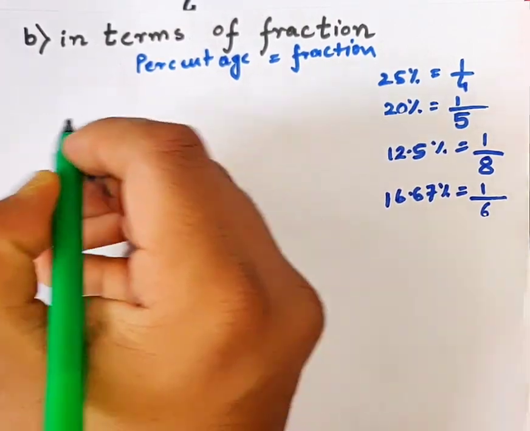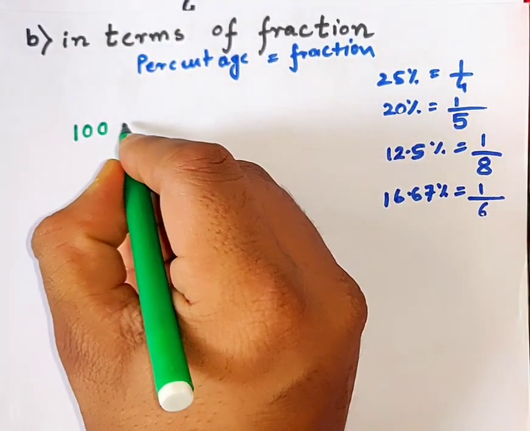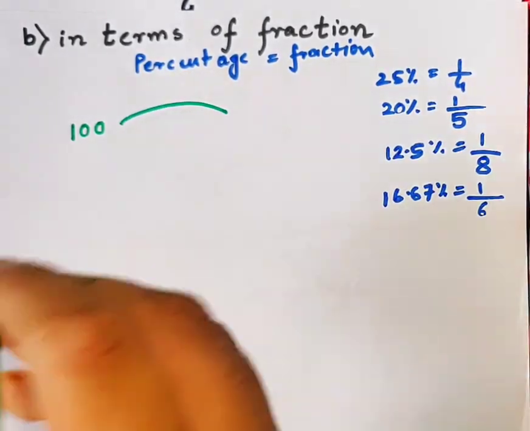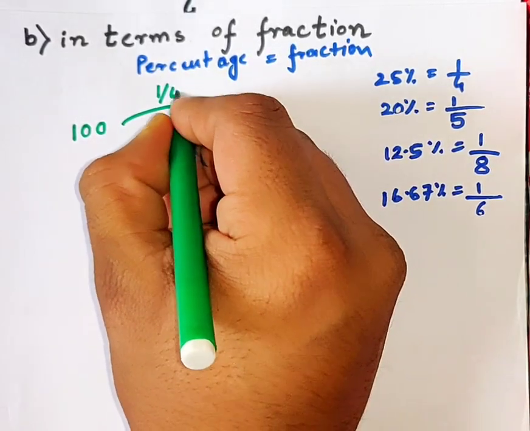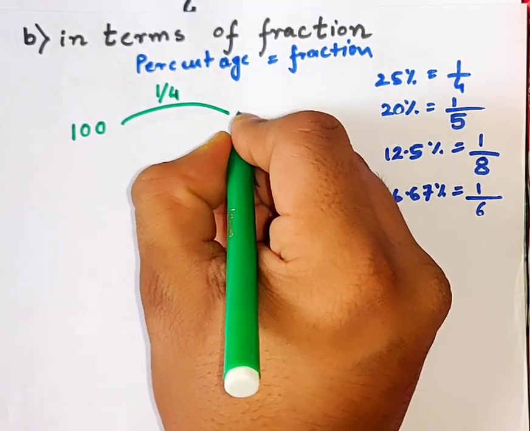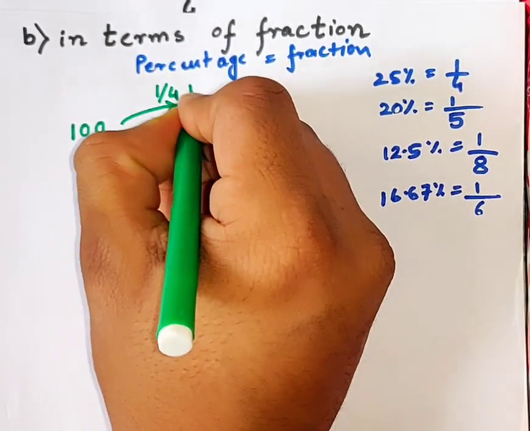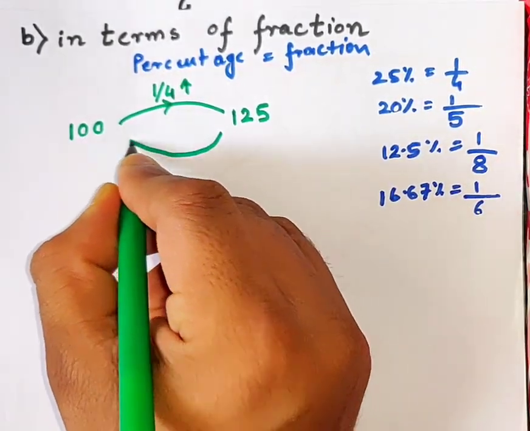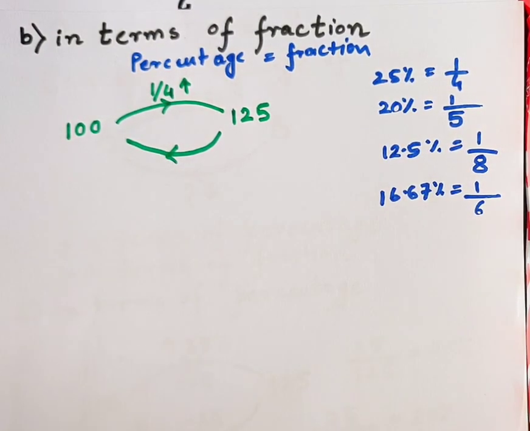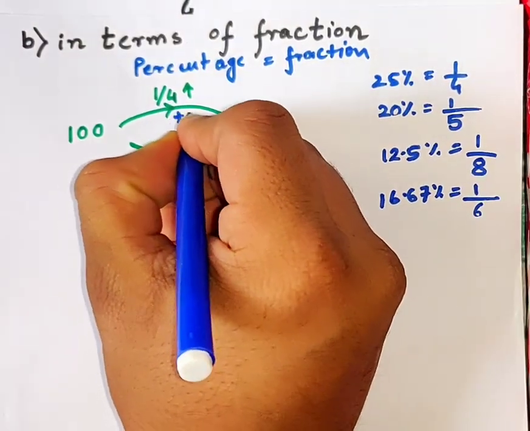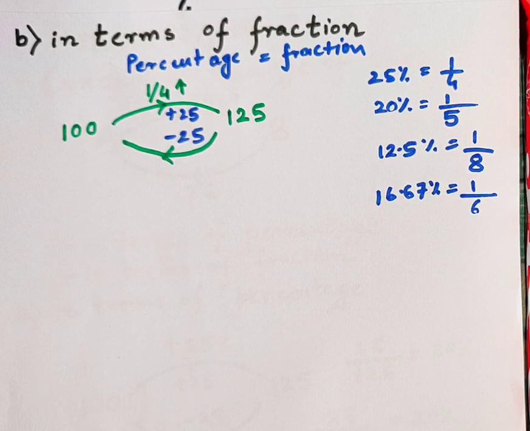So if you have 100, you increase it by 25%. 25% means you increase it by 1 by 4. 1 by 4 of 100 is 25, so it becomes 125. You increased it. So you need to reduce it by how much? See, 1 by 4 means you added 25. Now you need to subtract 25 to get back to 100.